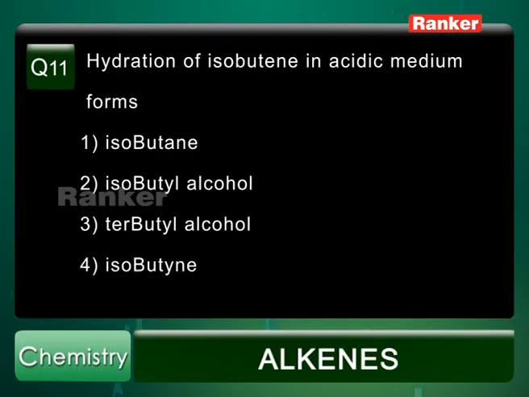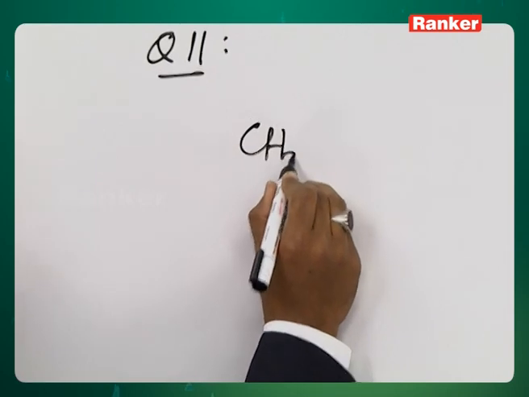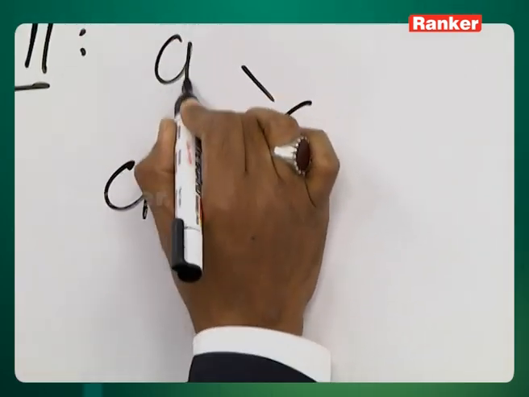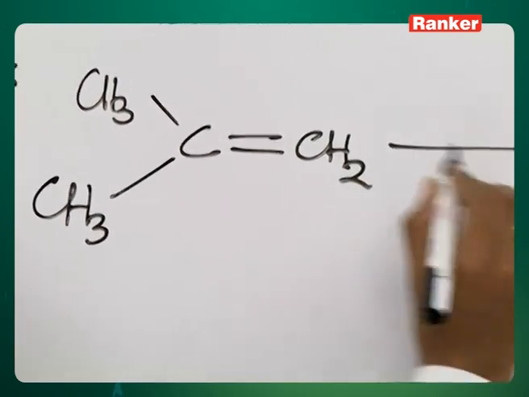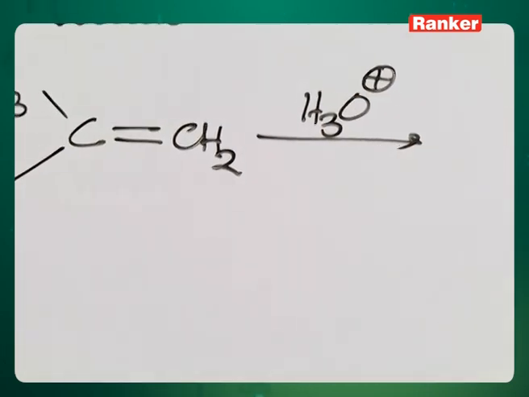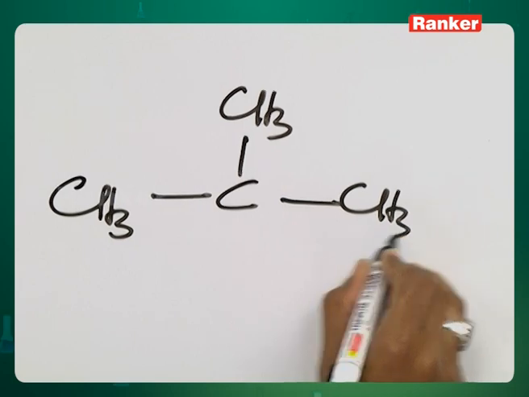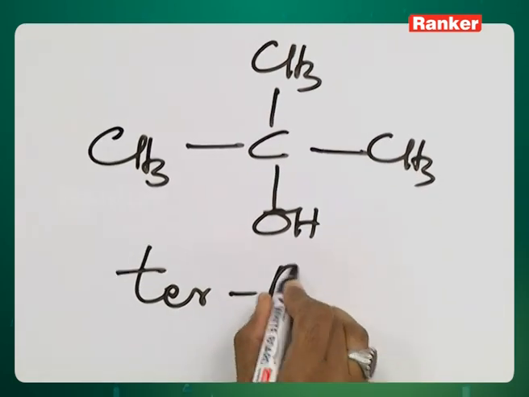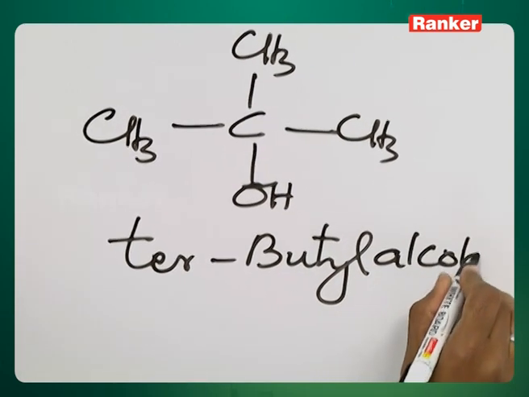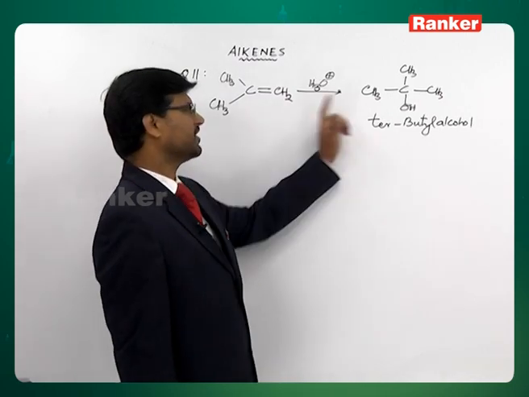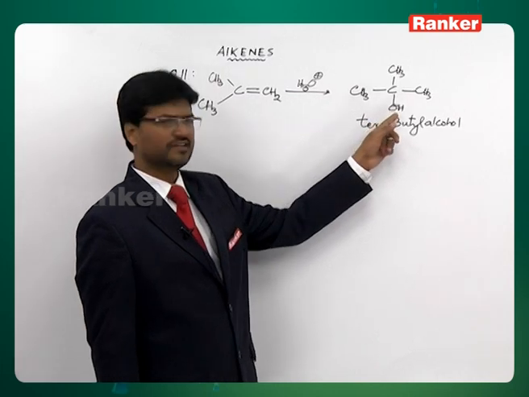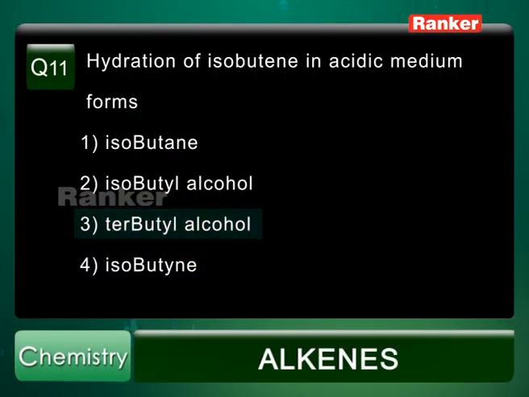Question number 11. Hydration of isobutene in acidic medium forms. First option isobutane, second option isobutyl alcohol, third option tertiary butyl alcohol, and fourth isobutane. Let's look at the reaction. Isobutene can be written like this. When this undergoes hydration, you end up with this. This is tertiary butyl alcohol. The reaction proceeds via carbocation intermediate, and tertiary carbocation is formed, which is attacked by water molecule. Subsequently, there is loss of H plus to give tertiary butyl alcohol. So, the correct answer is tertiary butyl alcohol, third option.